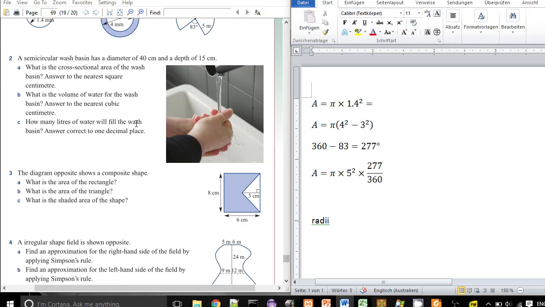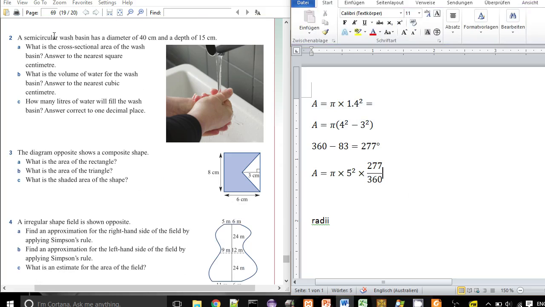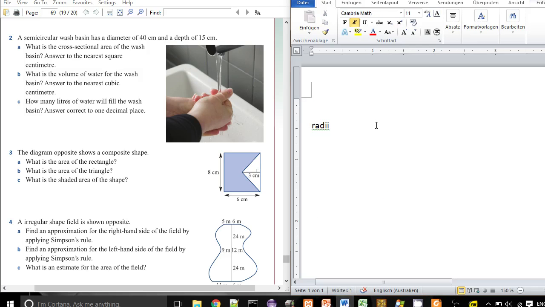Okay, question 2. Semicircle. Okay, so it's a semicircle. Diameter of 40. I don't get the picture. How does that help? So we know the diameter and the depth. Okay, so cross-sectional area. Let's do this one. I'll get rid of that as well.